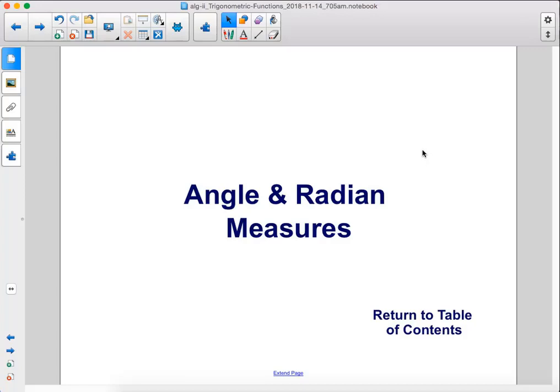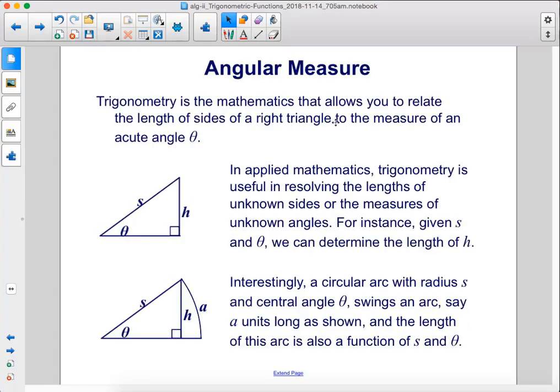Angle and radian measures. Trigonometry is the mathematics that allows you to relate the length of sides of a right triangle to the measure of an acute angle theta. In applied mathematics, trigonometry is useful in resolving the lengths of unknown sides or the measures of unknown angles. For instance, given s and theta, we can determine the length of h.